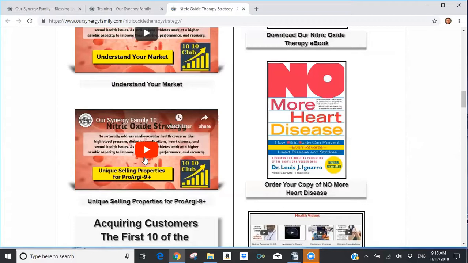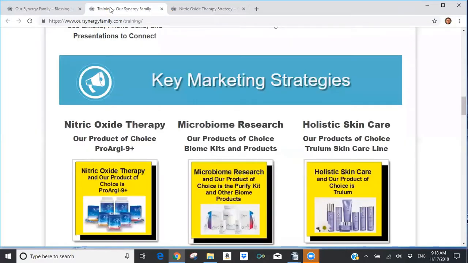So again, it's all a process. Just like a person starts a new job, there's a period of training and growth that goes on. They don't know everything when they first start a new job that they would know a year later in that job. This business here in Synergy Worldwide is no different. So again, help them identify the training or the marketing strategy that best resonates with them.